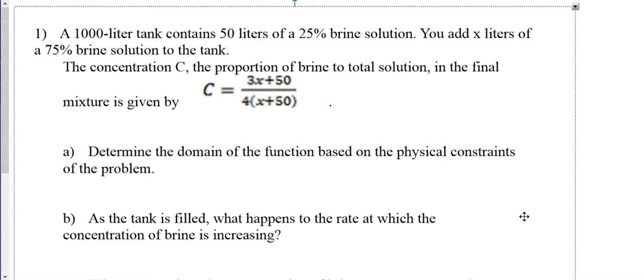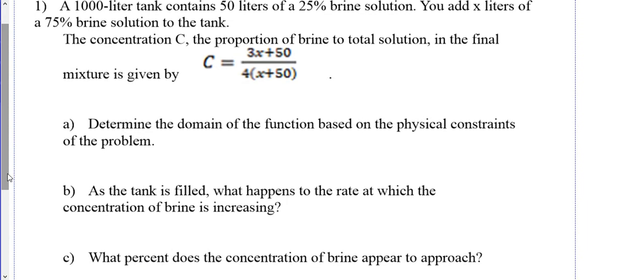All right, and we're going to be asked how to determine some different parts of this. So the first question they ask us to do is determine the domain. Now, domain is what you can plug in for, in this case, X. And X is the liters of 75% brine solution in the tank. Now, things you have to understand are the constraints of the problem. So think about the physical constraints of the problem that they give you.